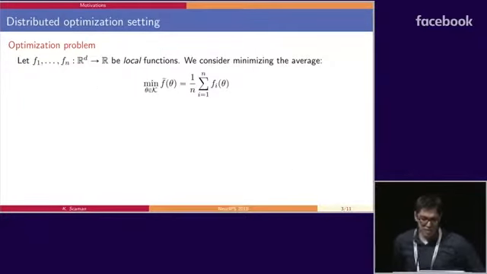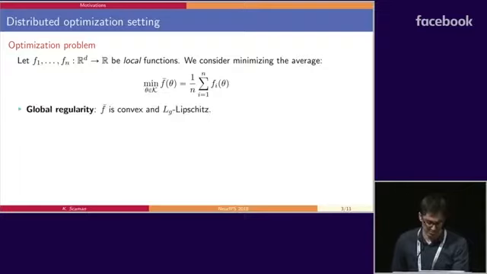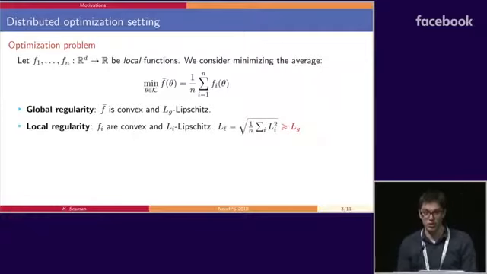So more specifically, we try to minimize a sum, an average of functions, and each of these functions lie on one of the computing units. We will make two different assumptions in this work. The first one is that the average function that we try to optimize is Lipschitz. And the second one is that all of the functions are Lipschitz and convex. So the second assumption is much stronger. And we will see that we can say a lot more in this second setting.